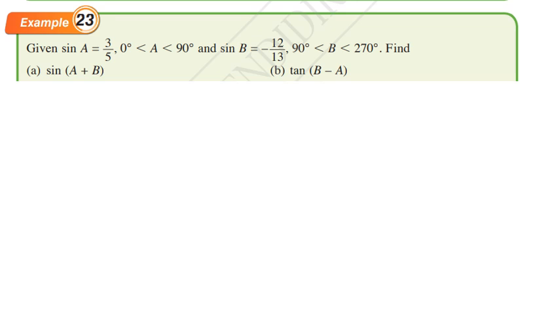Okay. Before we go for the questions, we need to determine what the information given. Okay, so we must write like this lah. Kalau sin A is 3 over 5, we know that sin is a slope, right? Opposite, this one is opposite and this one is hypotenuse.